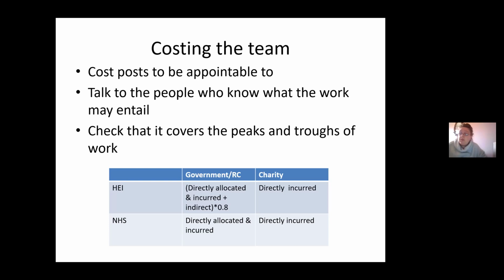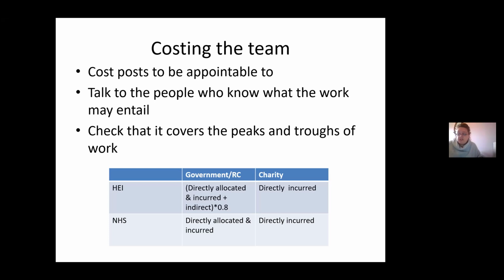Also talk to people who've maybe already obtained research grants, because they may be able to share some of their experience about what they needed, what they lacked. Having those conversations is really helpful. Check that your costings and your planning covers the peaks and the troughs of the work. So there's going to be more intense activity potentially at some points than others, and you can cost accordingly across those project months.